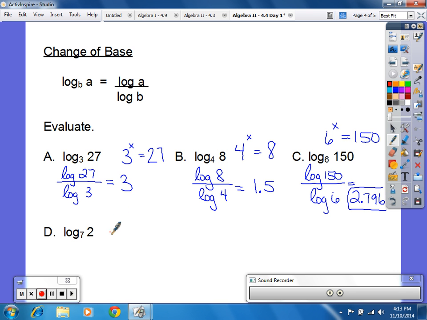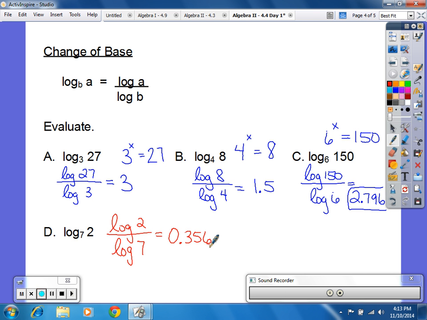For letter D, you should have taken the log of 2 divided by the log of 7. This should be an answer that is less than 1, because 7 to the power of what is 2? Well, 7 to the power of 1 is 7, so I know this is something less than 1. And again, when I type it on my calculator, it tells me that it is 0.356 if I round to the nearest thousandth, which is indeed a number less than 1.